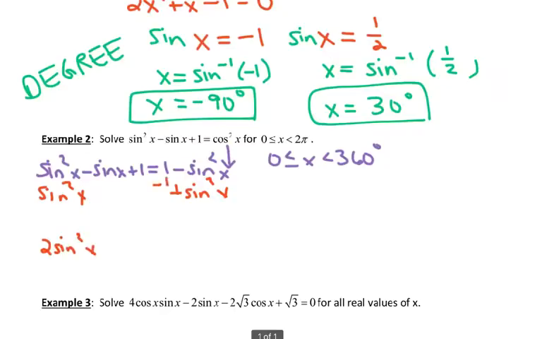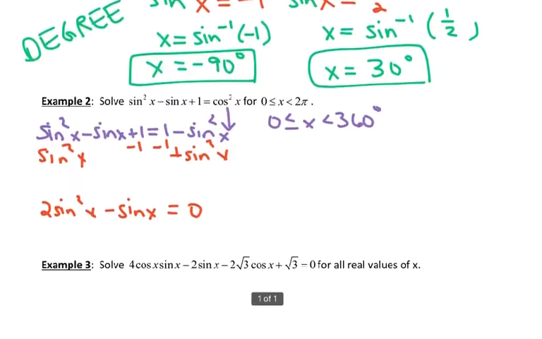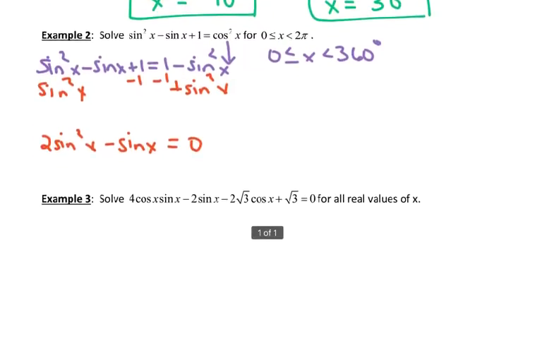And then I'm going to subtract 1 from both sides, and look, it makes both of those go away. So I'm really left with 2 sine squared x minus sine x equals 0. Well, this is much easier to factor because it's not a trinomial. Instead, it's better to just take out the greatest common factor.